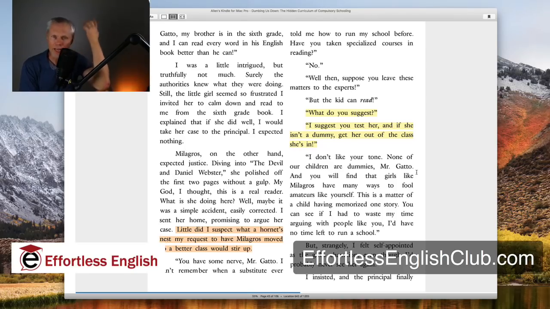Basically, he was teaching reading, and most of the kids in his class could not read well. It was the bad reading class, the class for bad readers. But he had this one girl named Milagro, and Milagro was a very, very good reader, very advanced. But she was in kind of the bad readers class.